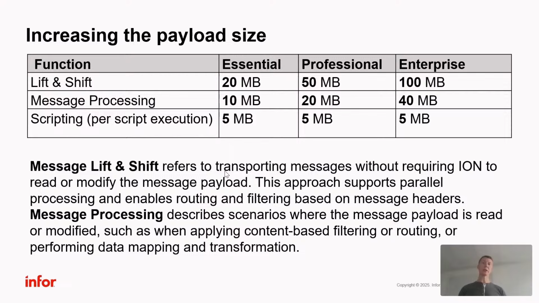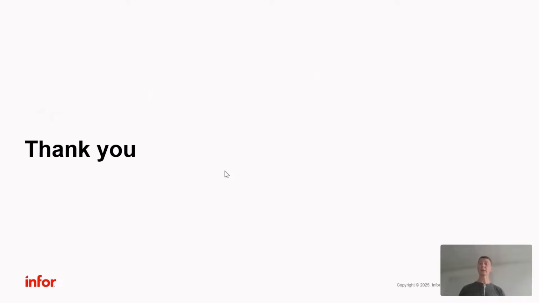So when we need to open the message, for example, when you have a mapping, or a Python script, or a content-based route, we need to process the message, and the numbers are different. These numbers are related to your license tier, and for scripting, the number will remain the same, 5 megabytes. So these are all the features I would like to highlight today. Hopefully you will find them useful, and we are looking forward to your feedback and your questions.